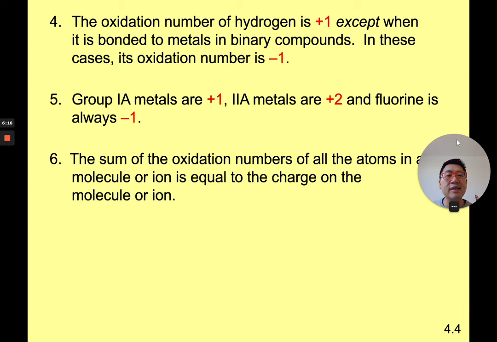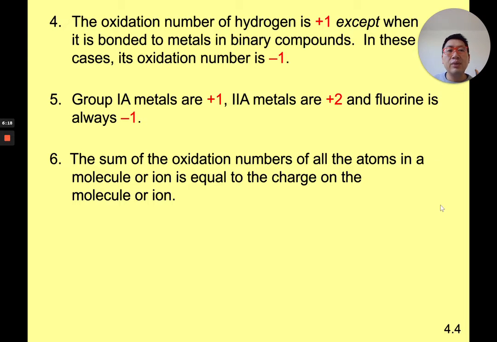Okay, rule 6 of 6. The sum of the oxidation numbers of all the atoms in a molecule or ion must equal the charge of the molecule or ion. So the total charge must add up to whatever the charge of that molecule or ion is. If it doesn't say it has a charge, that's because it adds up to 0.